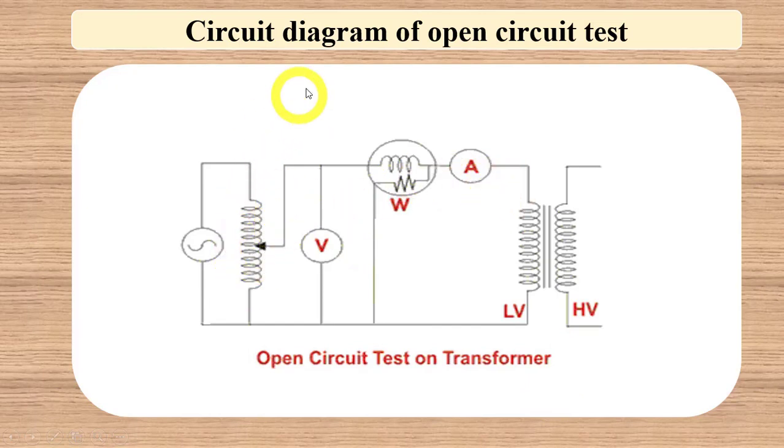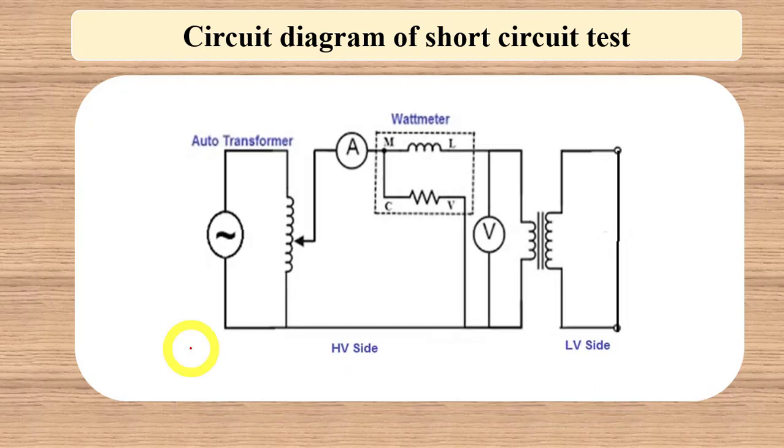This is an auto transformer. It will control the input supply as required to the primary winding of the transformer, which is low voltage. In the open circuit test, conducted at the low voltage side, this one is the wattmeter, which records the power required at no load, that is nothing but the iron loss. This is the equivalent circuit of the short circuit test. The short circuit test is performed at the high voltage side.